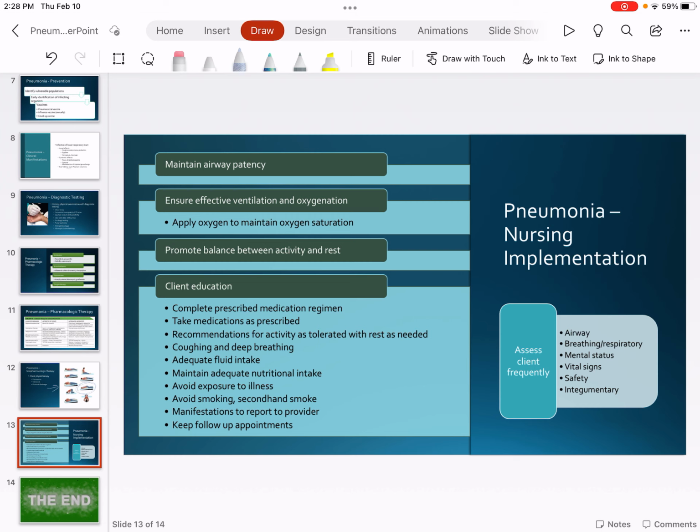So non-pharmacologic therapy, chest physiotherapy. Percussion could be done by rhythmically striking or clapping the chest wall with cupped hands. There are also different devices that can be used for percussion, but essentially it helps to break up mucus and to promote mucus being coughed up out of the lungs.